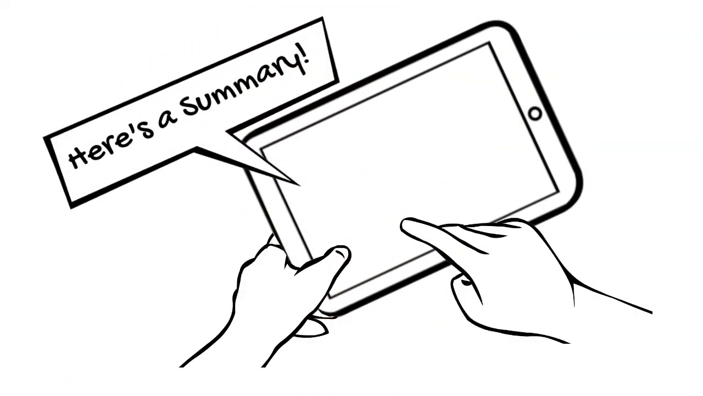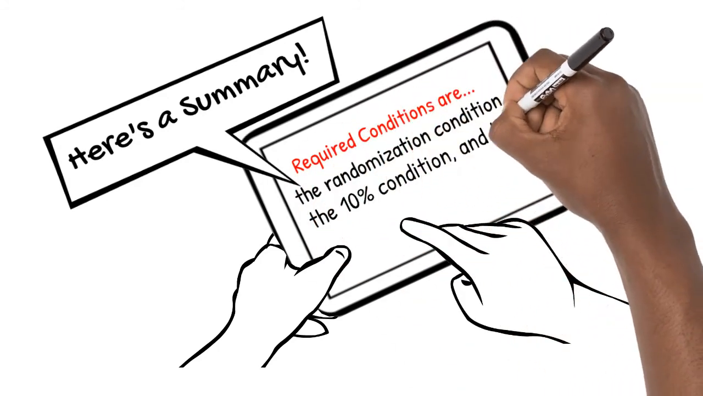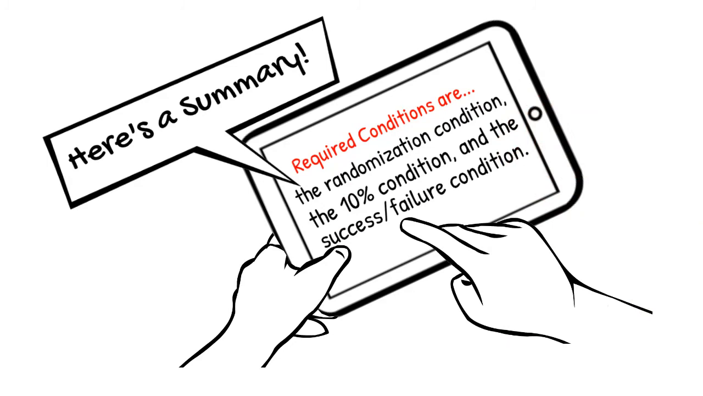Here's a summary of what we've learned. Required conditions are the randomization condition, the 10% condition, and the success-failure condition.